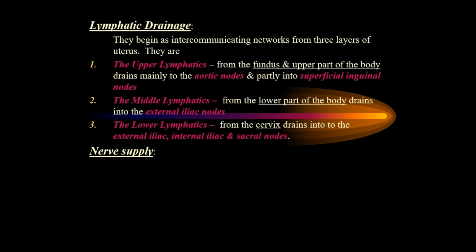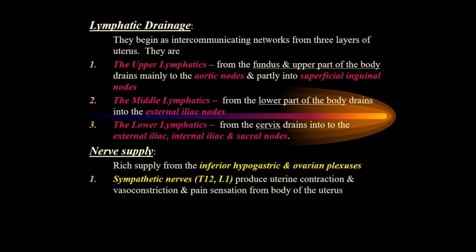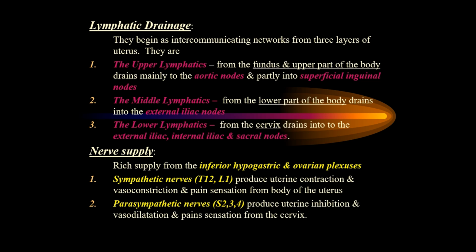Coming to the nerve supply, it is again by the autonomic nervous system from the inferior hypogastric as well as the ovarian plexus, by both the components, the sympathetic as well as the parasympathetic. So these components are very important. Especially the parasympathetic is very important during pregnancy, because it helps in uterine inhibition as well as vasodilatation, because the nutrition required there is huge.